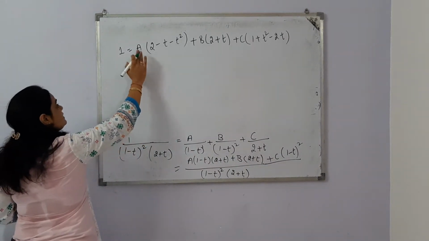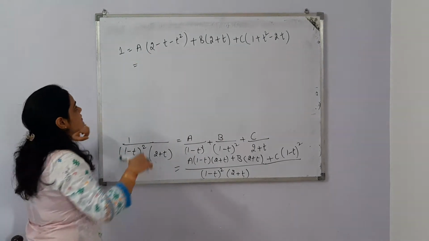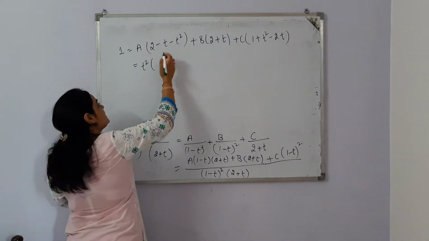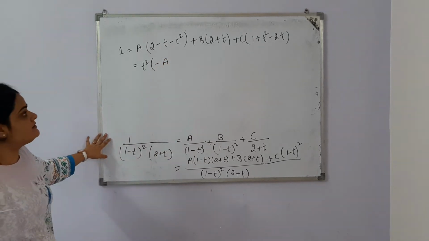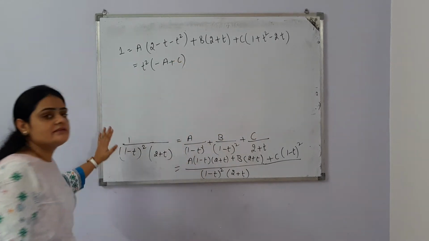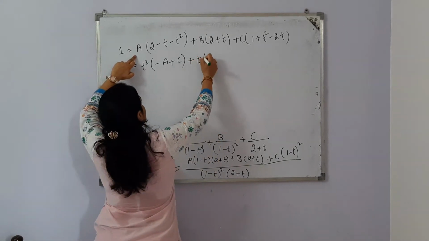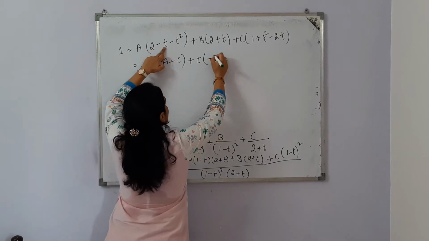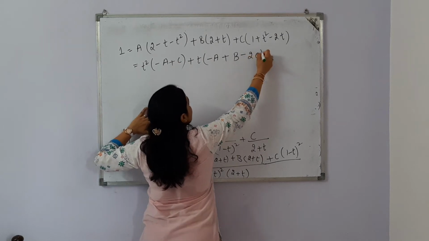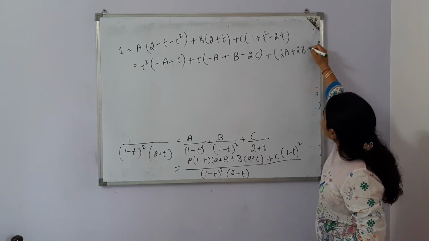Before comparing the coefficients, we'll find the coefficients of t squared, t, and the constant. Whenever we take t squared as common, a will multiply with minus t squared, so inside it is minus a. There is no term with t squared from b. Here t squared will multiply with c, so I get c inside. Now I'll take t as common. When a multiplies with minus t, it is minus a, here I will get plus b, and here I will get minus 2c. And the constant is 2a plus 2b plus c.